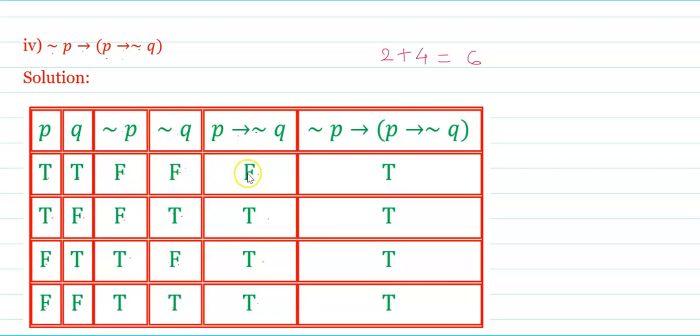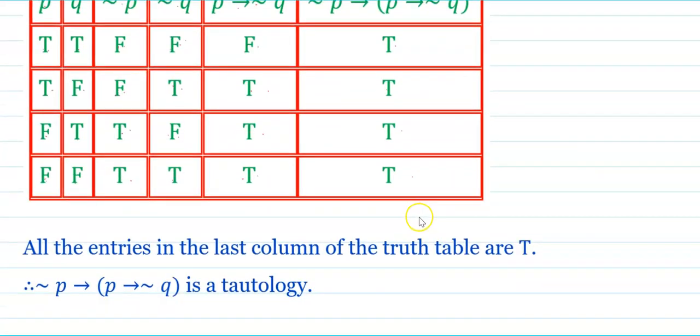F implies F. Both of them are same. Therefore it is true. F implies T. काय imply करतं? Therefore it is true. T implies T. Both of them are same. Therefore it is true. T implies T. Both of them are same. It is true. All the entries in the last column are T and hence the given statement pattern is a tautology. All the entries in the last column of the truth table are T. Therefore, negation of P implies in bracket P implies negation of Q is a tautology.